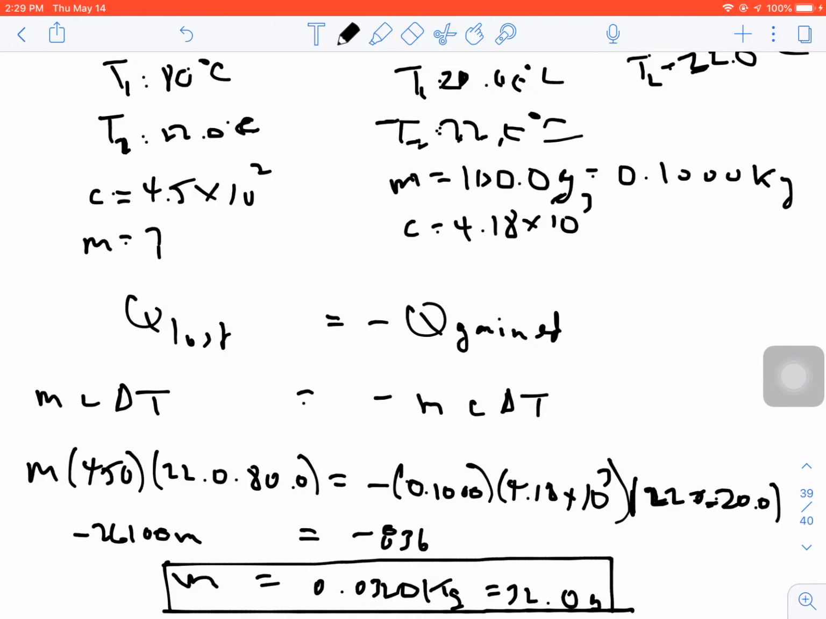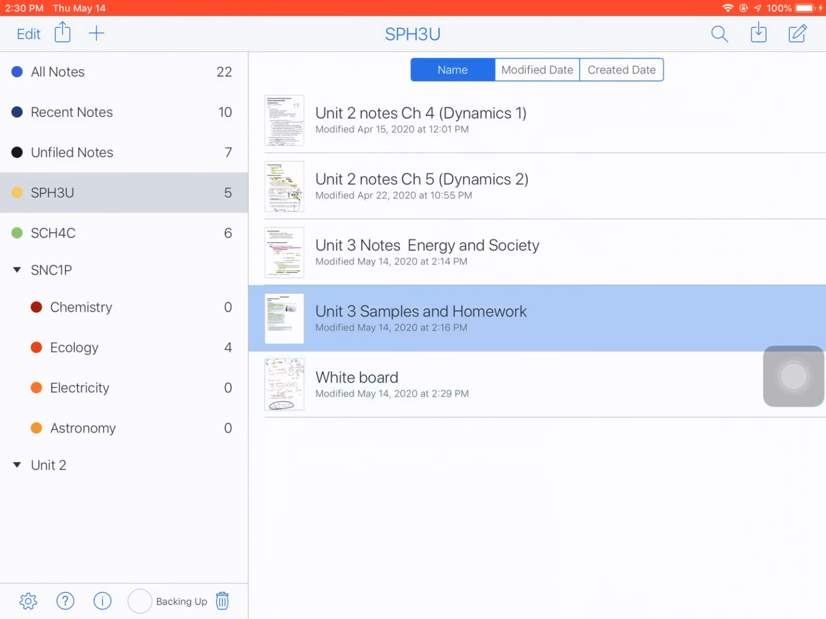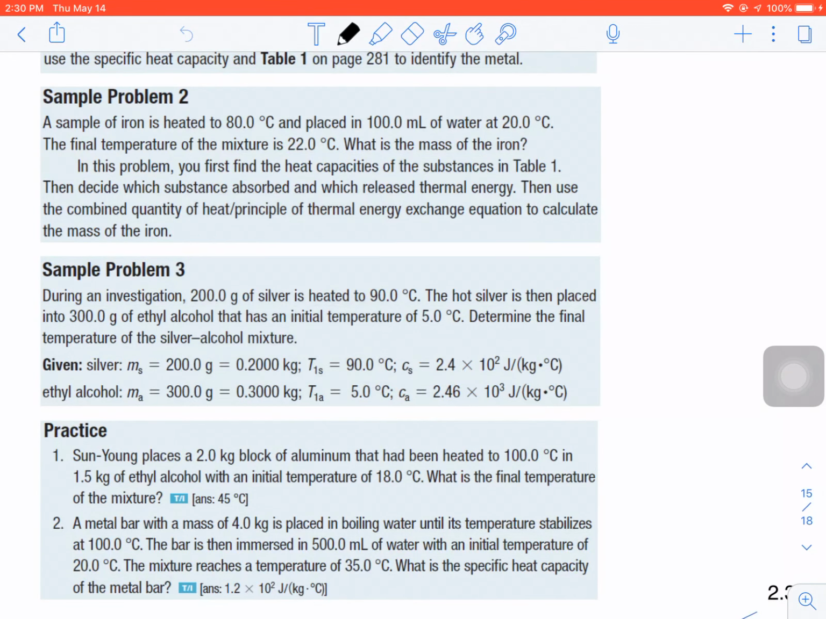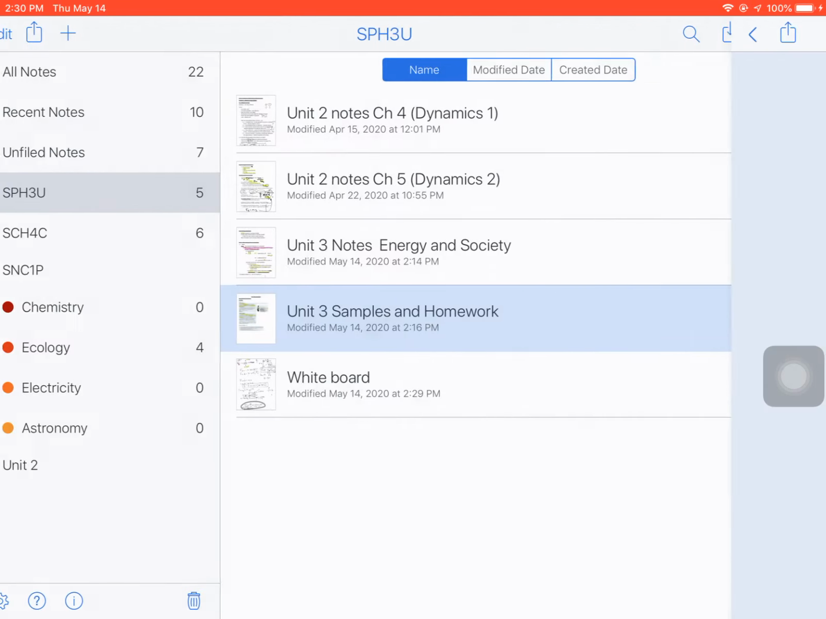Okay, so there's question sample 2. The first one was asking you to calculate a C value. The second one here is asking you to calculate a mass. And then the last question up there, so let's just go back to sample 3, and I will do sample 3 for you. Sample 3 says, during an investigation, 200 grams of silver is heated to 90. The hot silver is then placed in 300 grams of ethanol that has an initial temperature of 5 degrees C. Determine the final temperatures of silver and alcohol. Okay, so this one, you're going to see in a moment, gets a little more complicated.